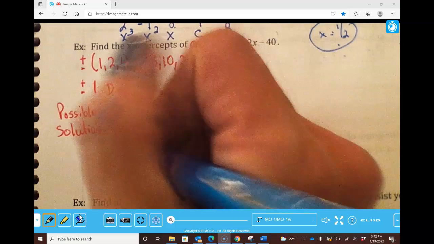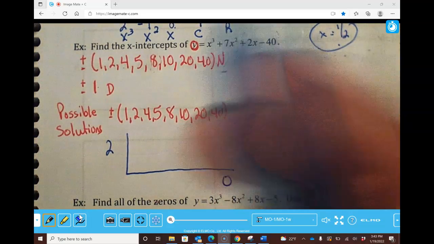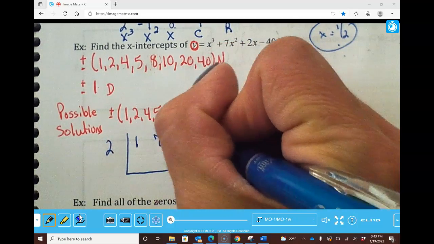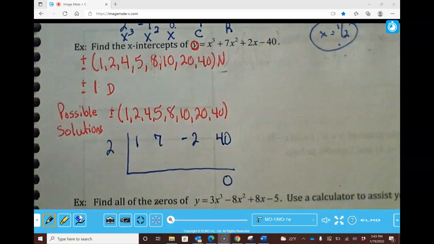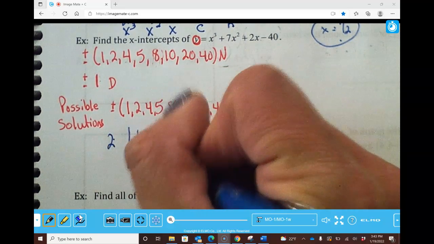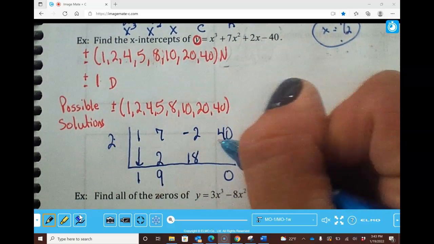So I'll put 2 here, and then I'm going to take the numbers 1, 7, 2, and -40. 1, 7, -2, and 40. And now I'm going to start my process. So I'm going to bring the 1 down first. 1 times 2 is 2. Add these up. Now 9 times 2 is 18.